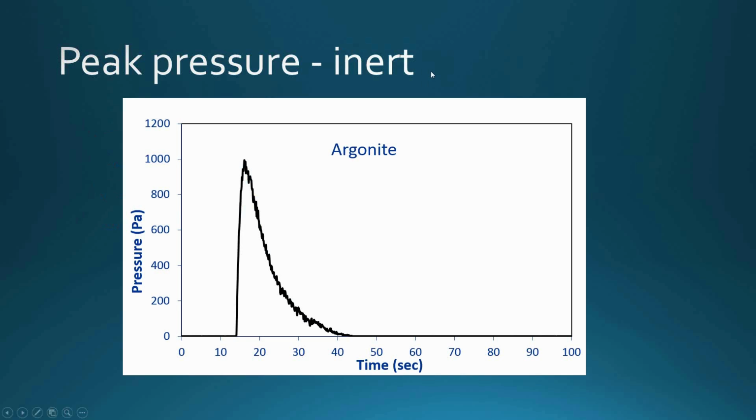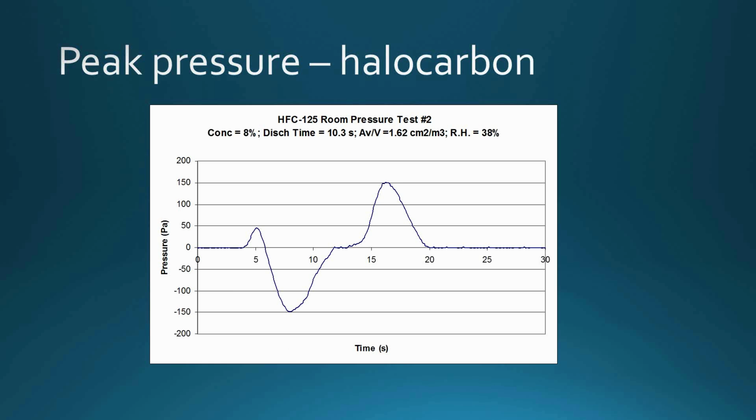So this is a typical inert, a very short, sharp positive spike after about 5 seconds from the start of the discharge, and then it tapers off. If we take a look at halocarbon, because there's cooling involved, there's a short positive spike because of the agent coming into the room. As soon as the cooling starts to have an impact, the air contracts so rapidly in the room that we have a negative spike. And the size of the negative spike has to do with humidity. As the humidity goes down, the negative spike increases, becomes more and more negative.